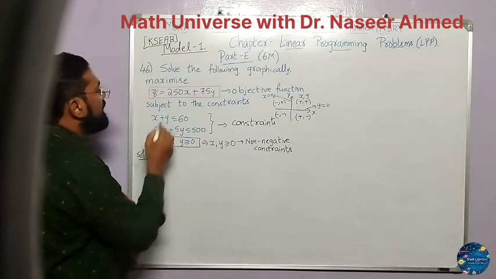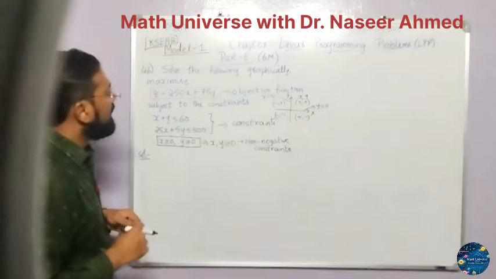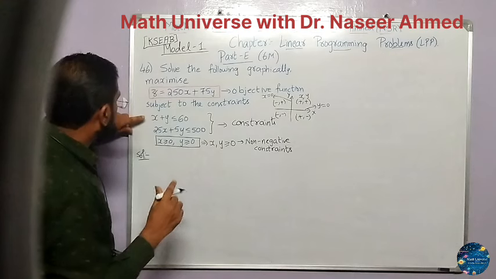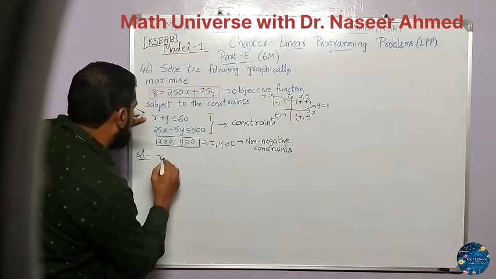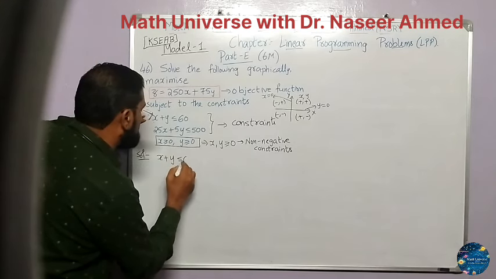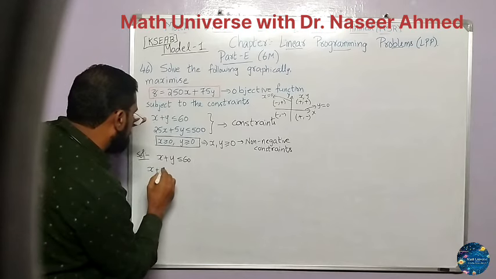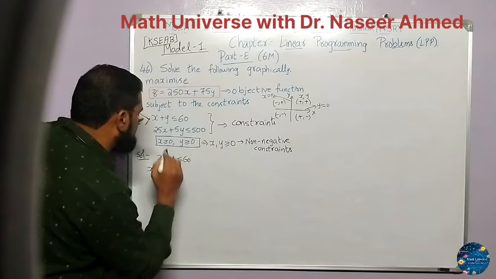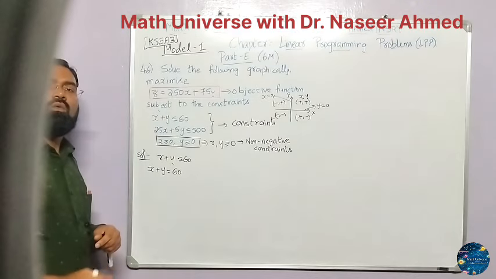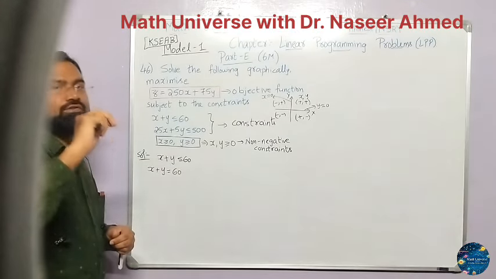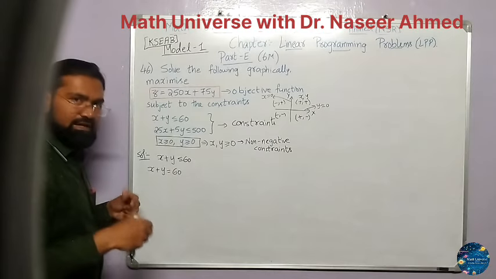We are going to solve the inequalities. Now, let us for a while take the first inequality, that is x plus y less than or equal to 60, that is our constraint. I will be taking the equation. Now this represents a straight line. We know that only one line will pass through two different points. So you can just take some value of your choice.